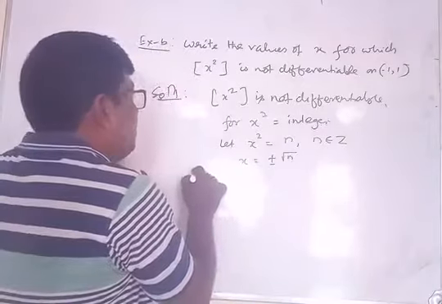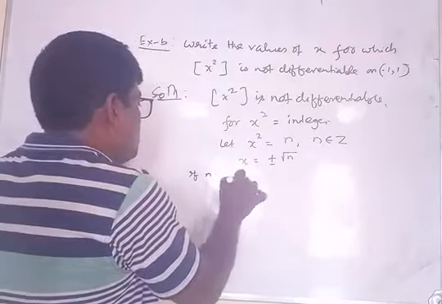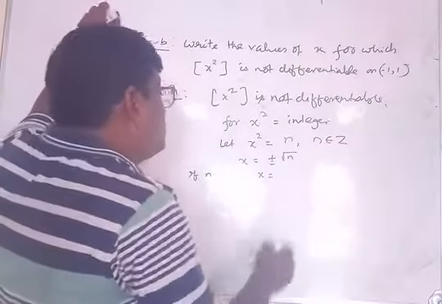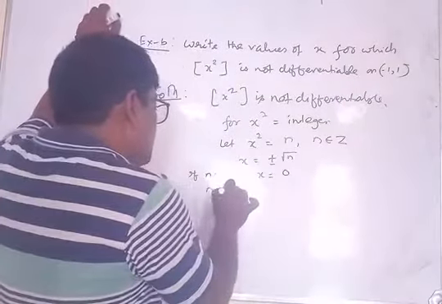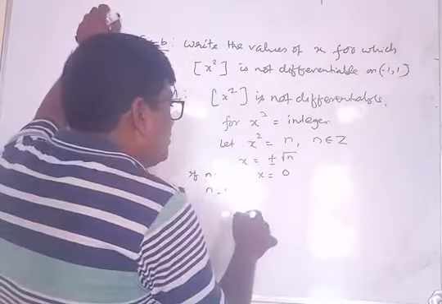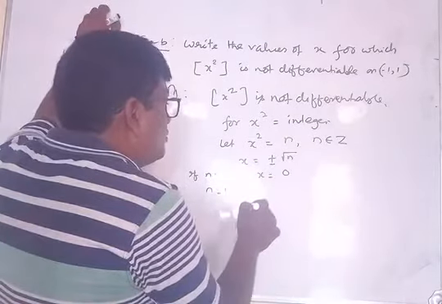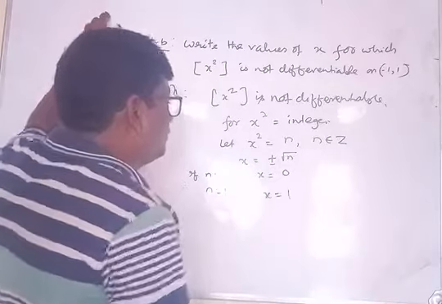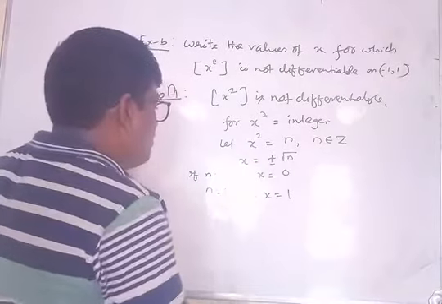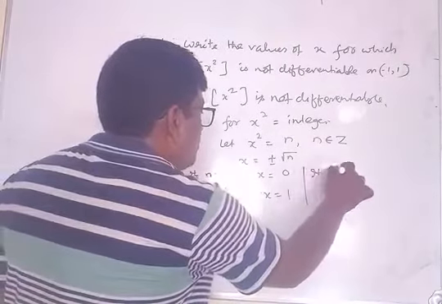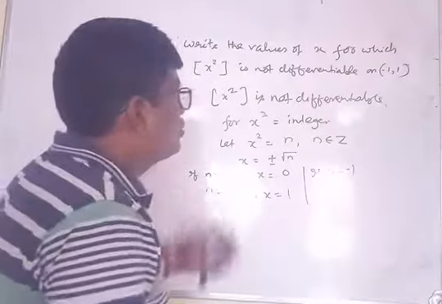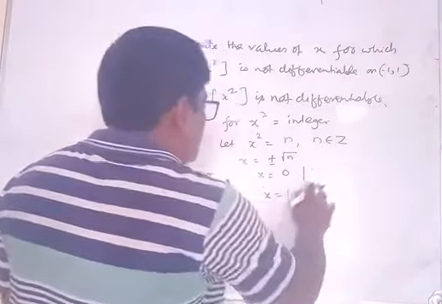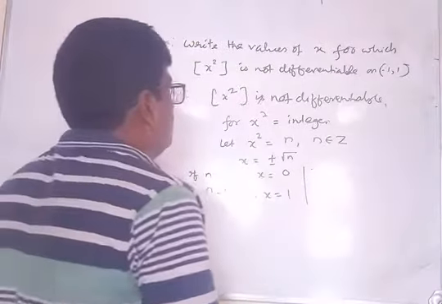Here, if n is equal to 0, x is equal to 0. N equal to 1, x is equal to 1. If n is equal to minus 1, then it is not defined. So these are the only values.